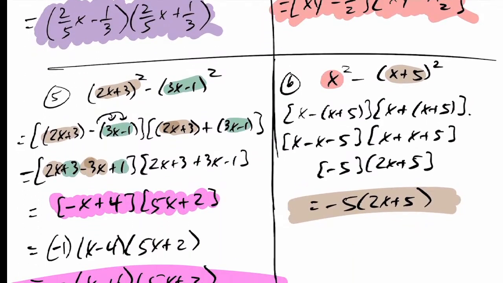Oh, right here. We had that happen over here, negative x plus 4. I factored the minus sign out and put it as x minus 4.